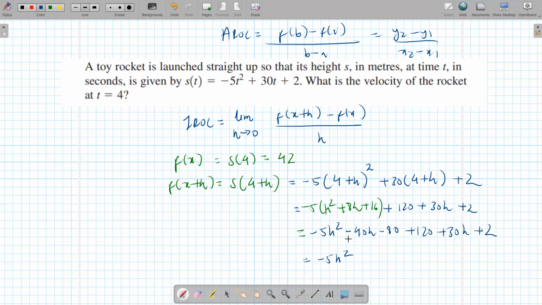What else do we have for the like terms? We have minus 40h and plus 30h. That's going to be minus 10h. And 120 minus 80 is 40, plus 2 is plus 42. And there we go. And that's the thing.